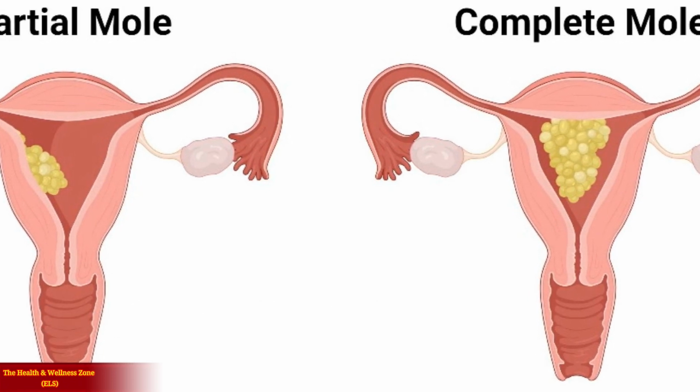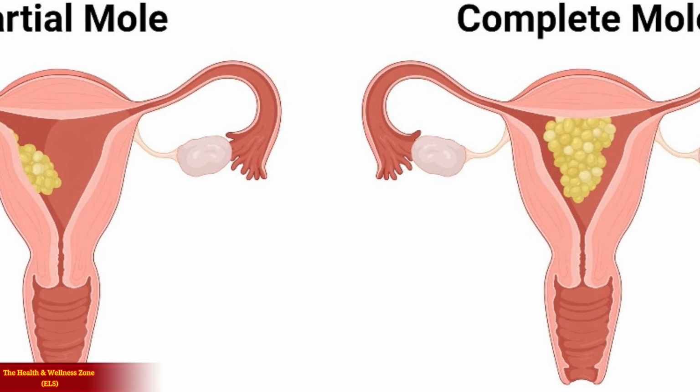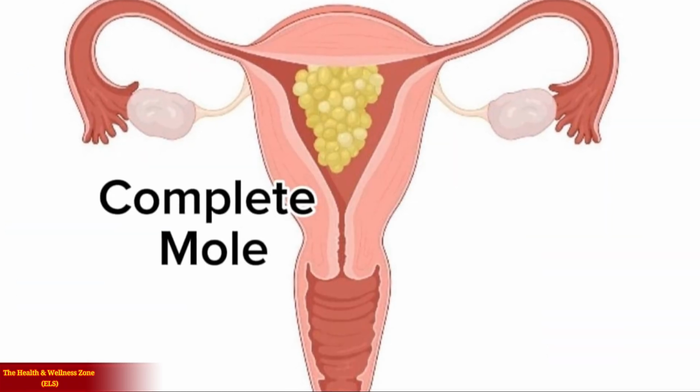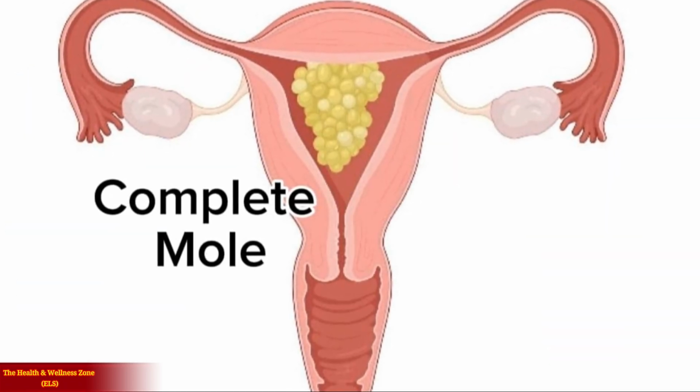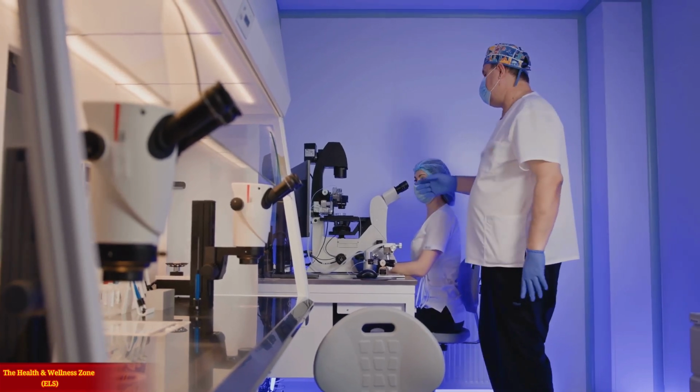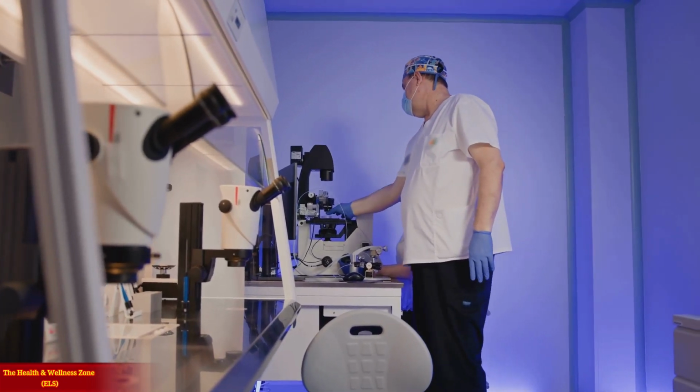There are two main types of molar pregnancies: complete and partial. A complete molar pregnancy means there is no normal placental tissue or fetal development. The mole is entirely made up of abnormal cells. This happens when a sperm fertilizes an empty egg, which is an egg without any genetic material.